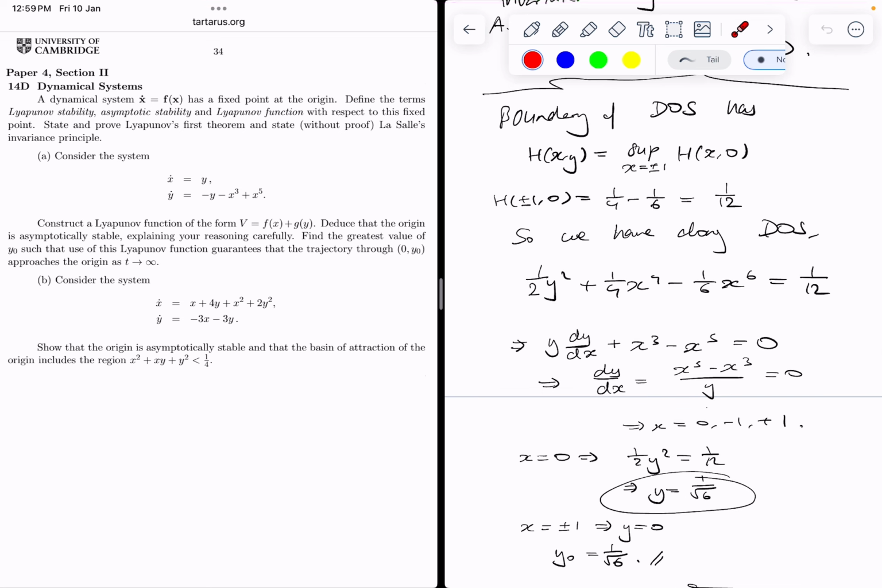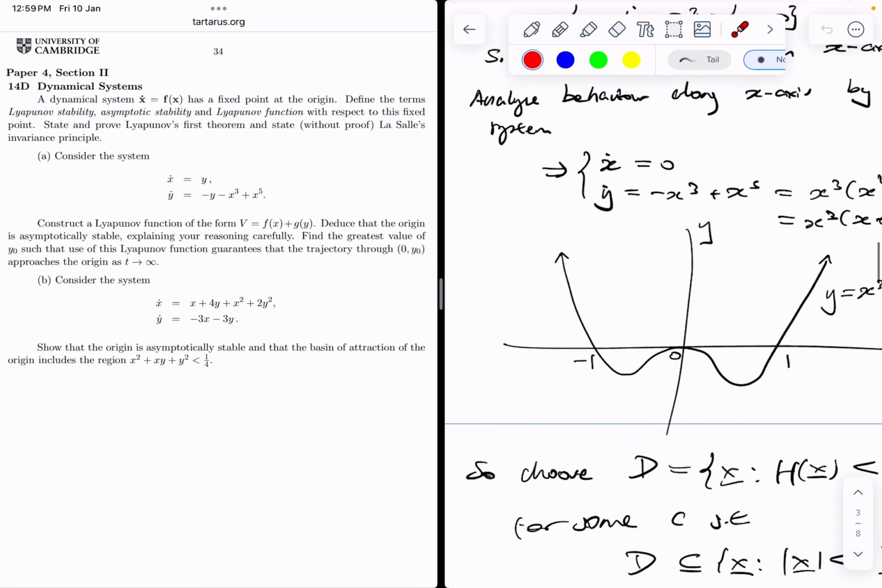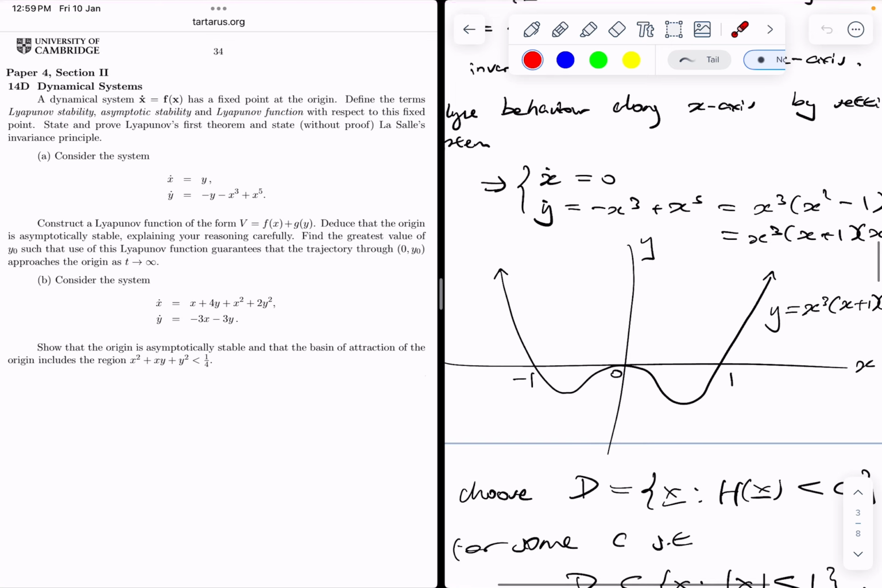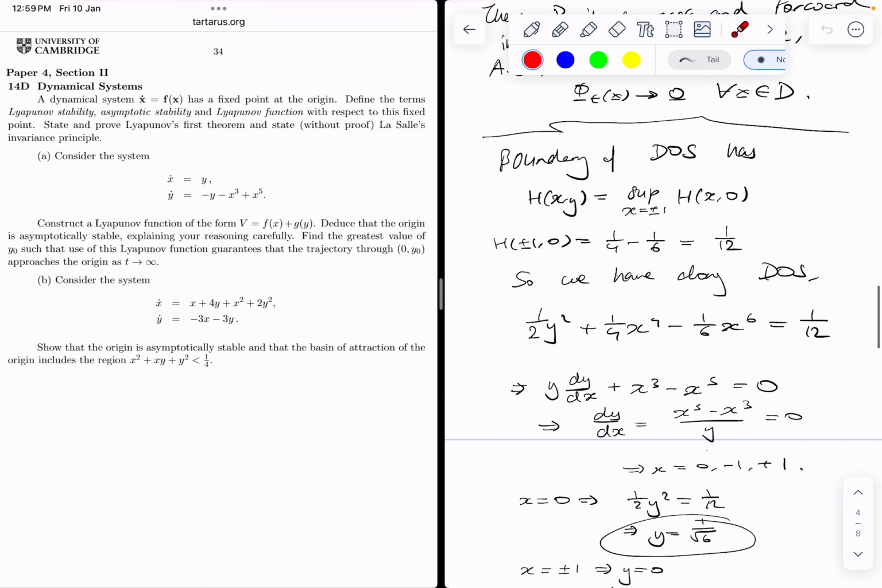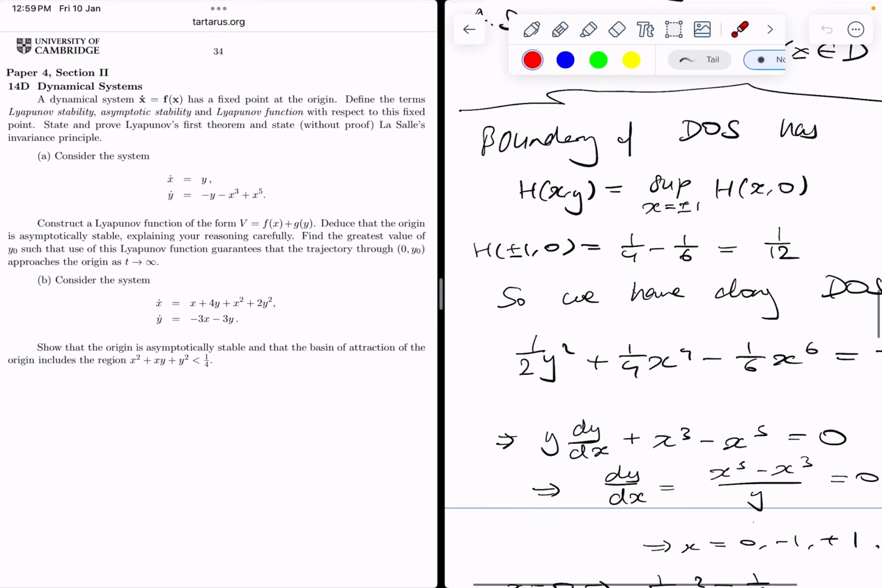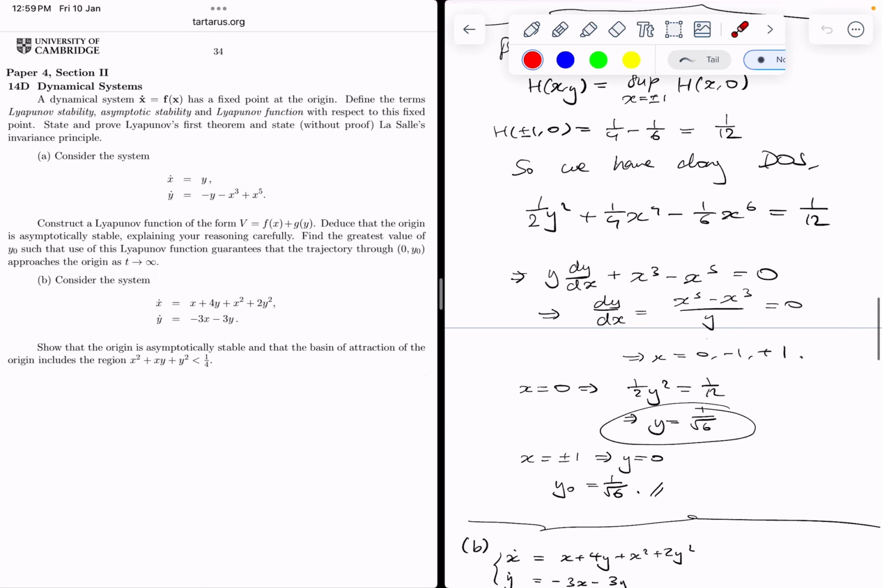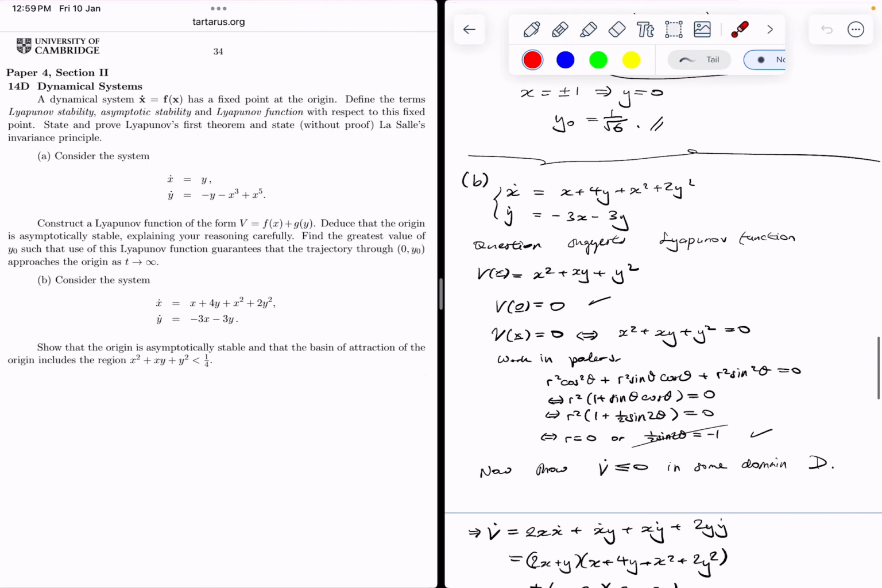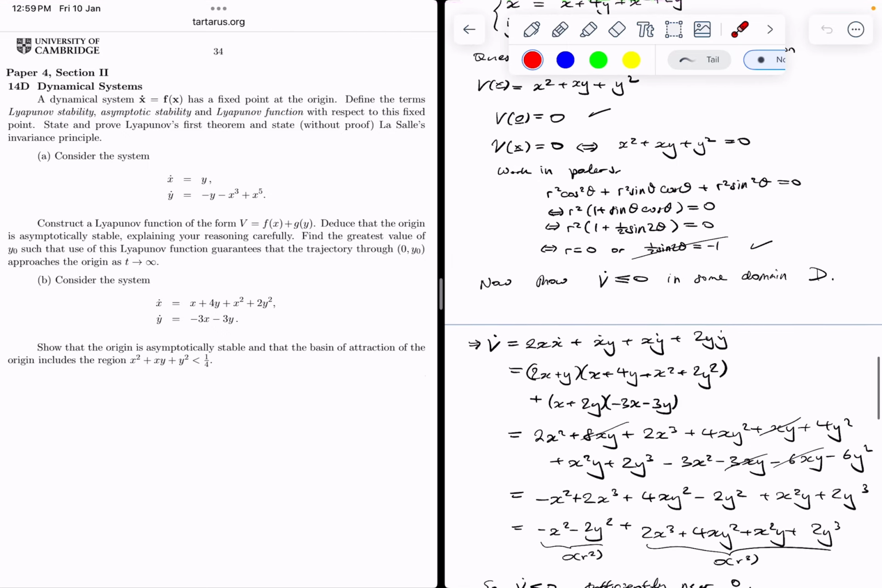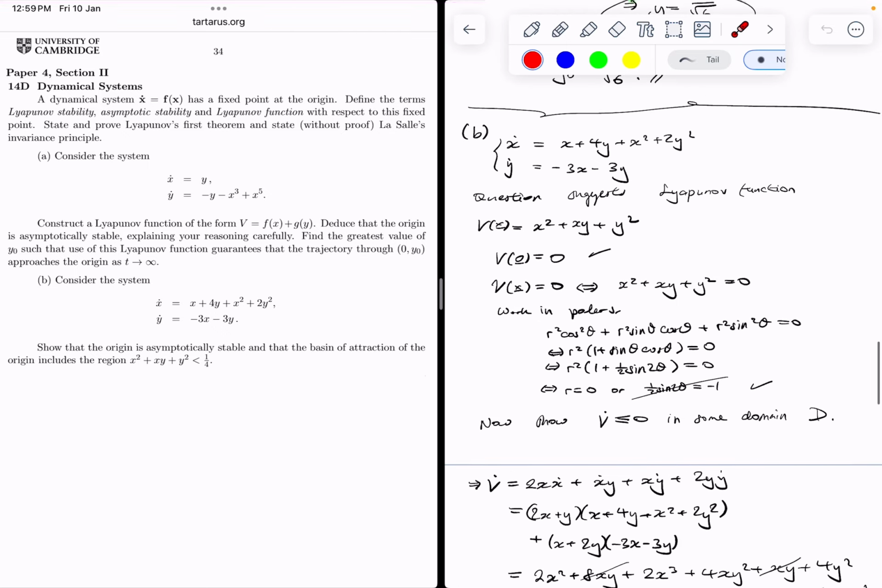So we're looking for the biggest contour of the Lyapunov function that doesn't enclose x = -1 and +1. And so we just evaluate the function at those 2 points, find out which has the smaller constant value of the Lyapunov function. And it turns out they're both the same, they're 112, and so we plug that in and we solve for y, and that's done.